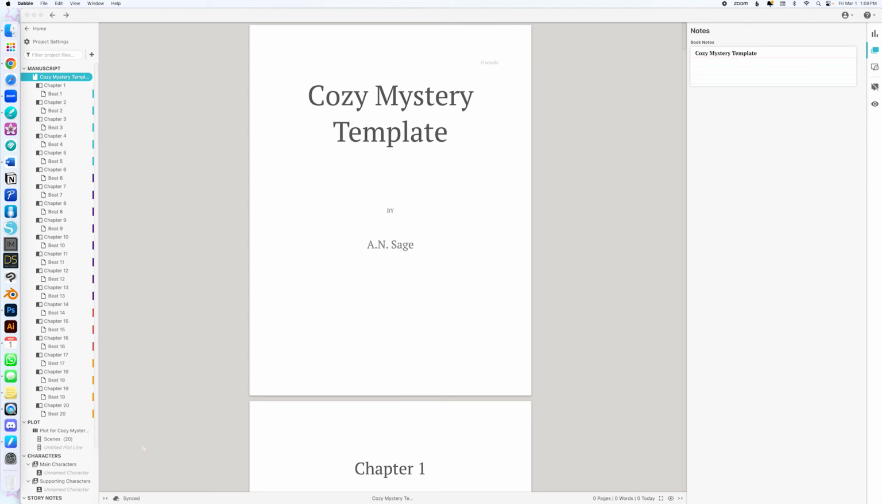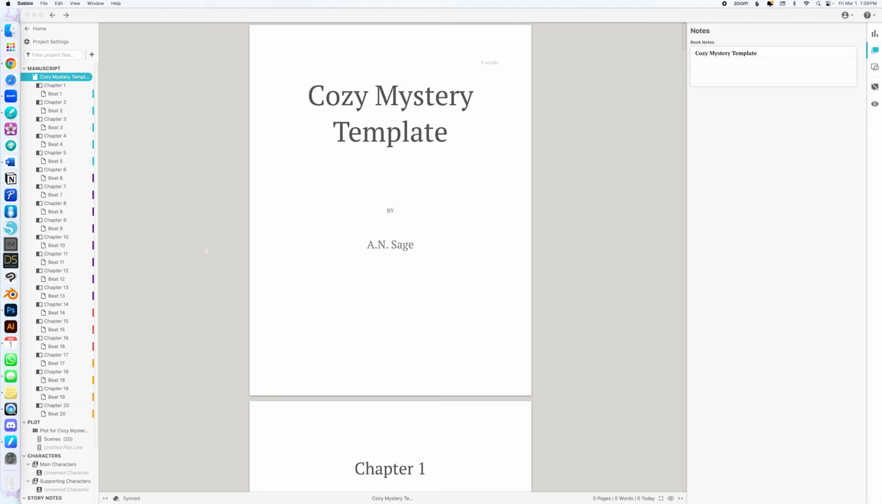So to start off, I do not have a typical kind of beat structure. I have a beat structure that I've kind of pasted and copied from different things. The majority of it was taken from when I used Plotter, and Plotter has a lot of different beats that you can use, and one of them is a cozy mystery beat.